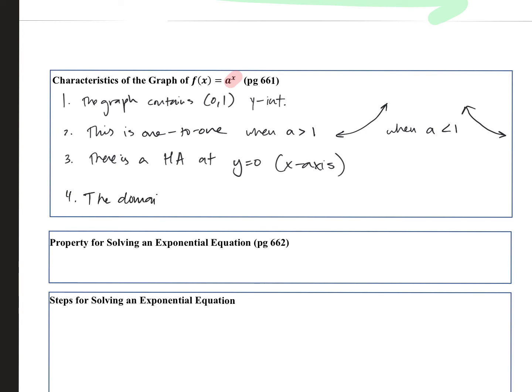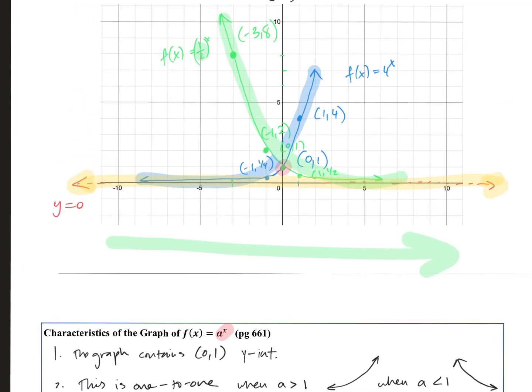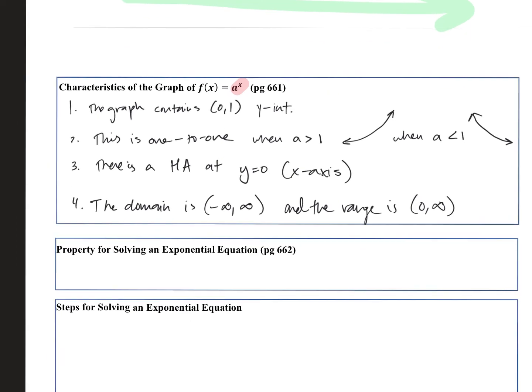The domain is from negative infinity to positive infinity, and the range is 0 to infinity, not including 0. Why do we not include 0? Well, once again, remember, we have the horizontal asymptote at y equals 0, where our graph cannot touch it. So all of these values, not including 0 and up, are our range, and our domain are all possible values from left to right, so positive infinity and negative infinity.